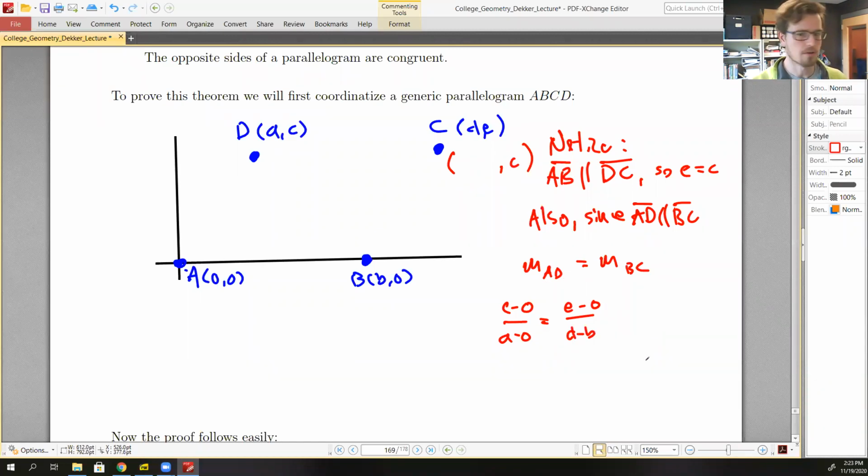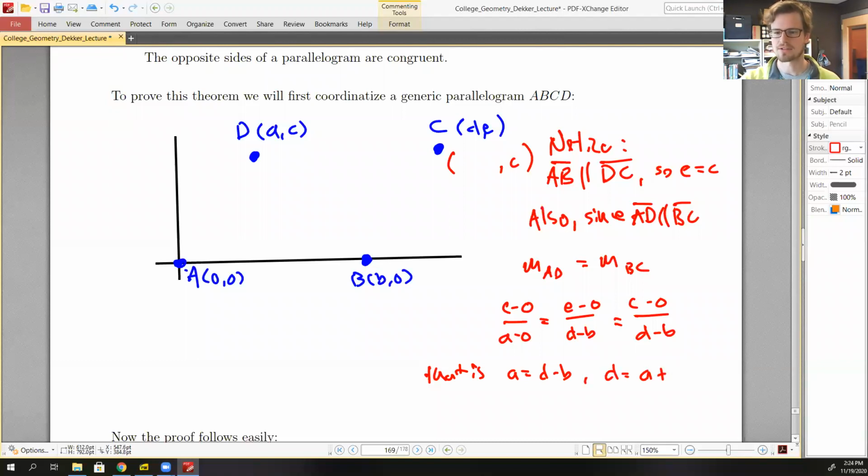And we identified that E is equal to C, so that tells us we have C minus 0 divided by D minus B. But in particular, that tells us that D minus B is equal to A, right? Numerators are the same, so the denominators must be the same. A is equal to D minus B. And that tells us that D is equal to A plus B. So I only need 3 different values again, A, B, and C. I don't need D or E. And that's very nice for us.